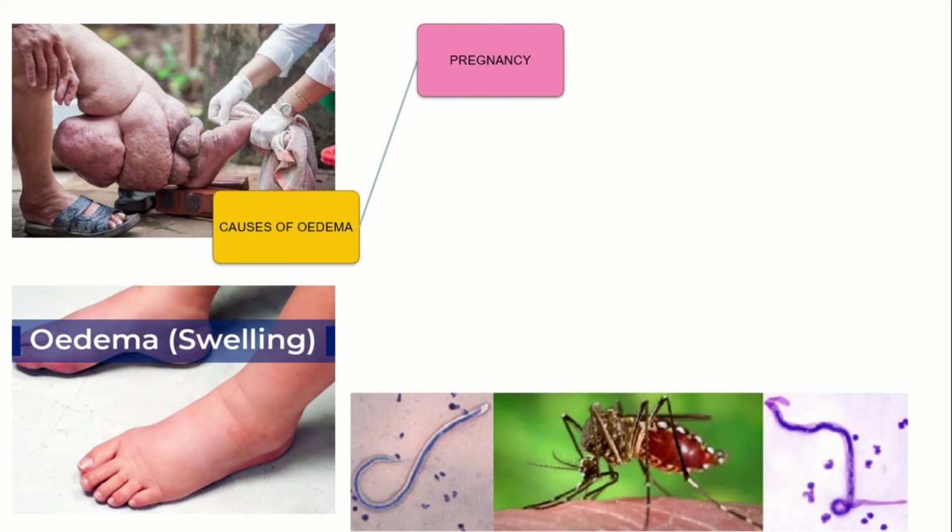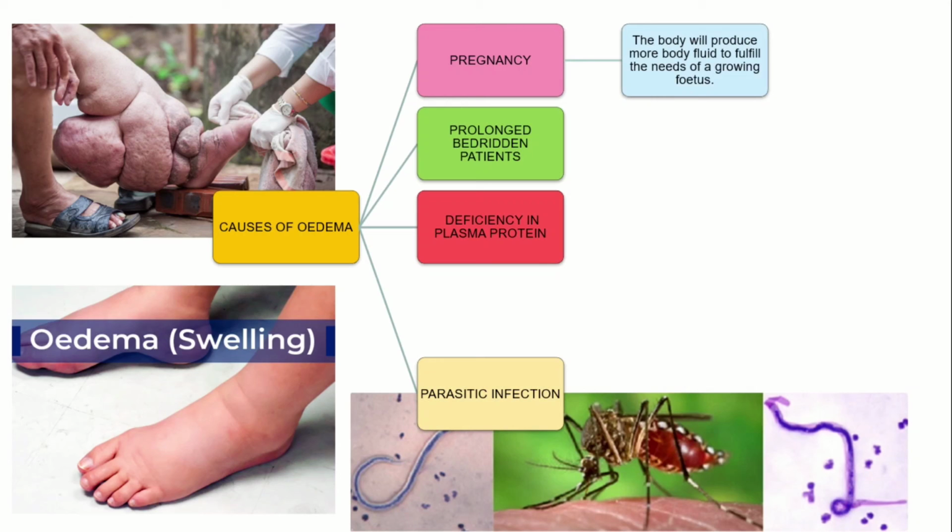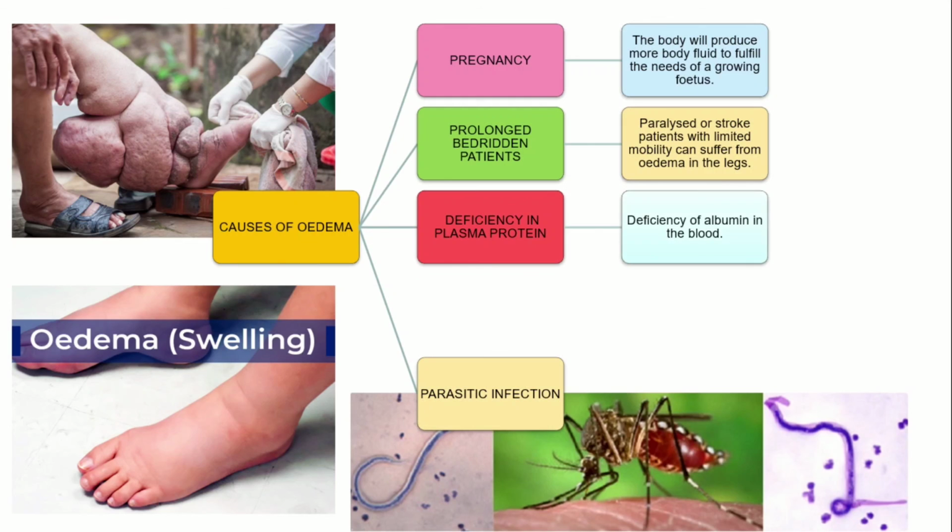The causes of edema: pregnancy, prolonged bedridden patient, deficiency in plasma protein, and also parasitic infection. During pregnancy, the body will produce more body fluid to fulfill the needs of the growing fetus. Meanwhile, for the bedridden patient, a paralyzed or stroke patient with limited mobility can suffer from edema in the legs. The deficiency in plasma protein will cause the albumin in the blood to become less.